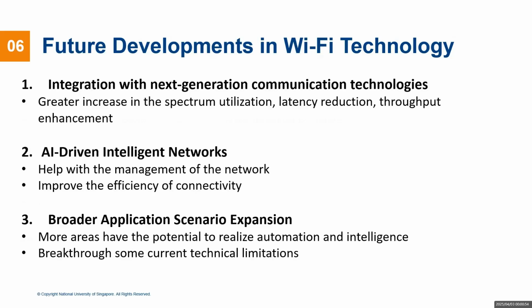The trends of Wi-Fi technology can be mainly concluded into parts. First, it's certain to be combined with advanced wireless technologies and standards such as 6G, leading to greater increase in the spectrum utilization, latency reduction, throughput enhancement, and other parameters. Besides, it will be involved with more AI-driven networks. This can help with the management of the network and improve the efficiency of connectivity. Moreover, it will be applied into more actual scenarios and applications. More and more areas have the potential to realize automation and intelligence. The application of Wi-Fi technology may break through some current technical limitations.